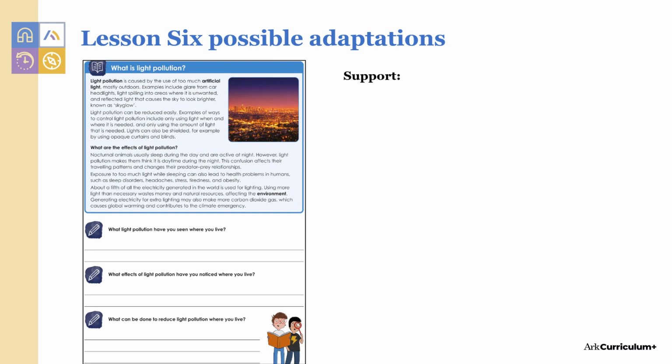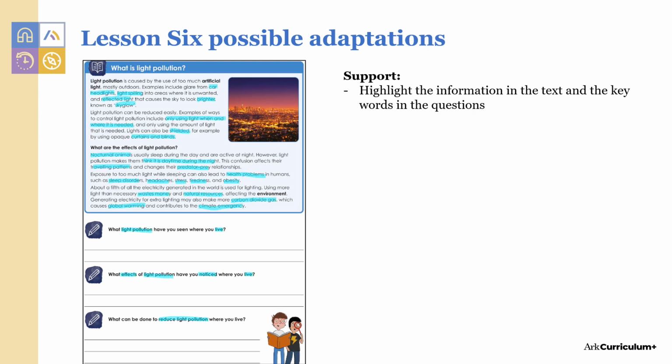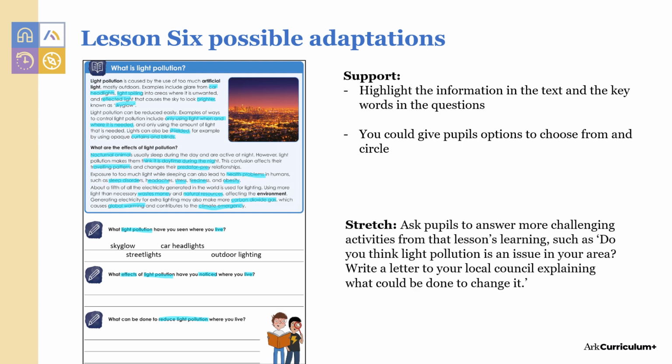In Lesson 6, pupils answer several write questions using what they've just learnt from the read section. You could support pupils by again highlighting the key information in the text and the questions. You could also give pupils options to choose from and circle instead of having to write extended answers. Stretch pupils by asking them to complete a challenge question such as, do you think light pollution is an issue in your area? Write a letter to your local council explaining what could be done to change it.